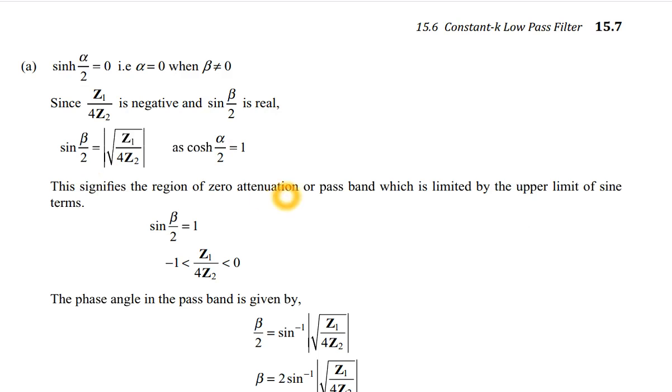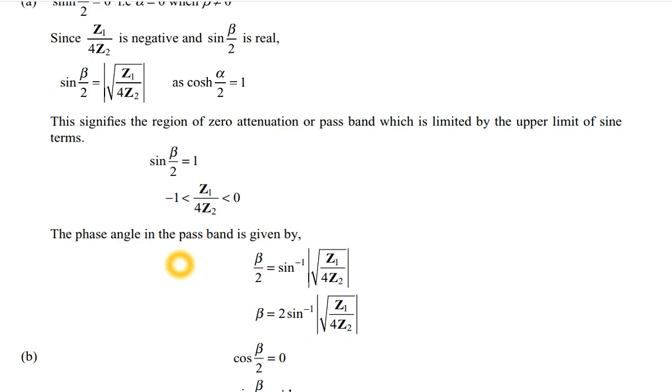Zero attenuation is nothing but the pass band, which is limited by the upper limit of the sine term, because sin(beta/2) is nothing but this value, and sine has an upper limit of 1. So since sin(beta/2) has an upper limit of 1, the value of square root of z1 by 4 z2 must be between 0 and minus 1, because z1 by 4 z2 is negative. That's why we are considering it till minus 1, not plus 1.